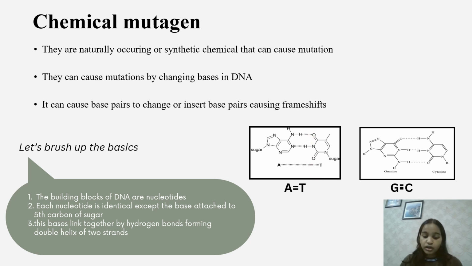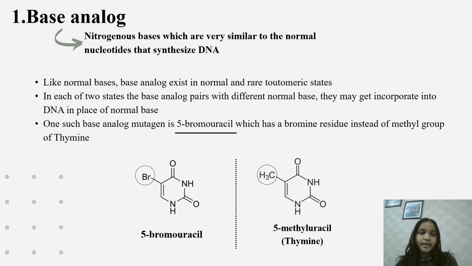Now let's understand the different types of chemical mutagens. There are four types of chemical mutagens. First is base analog, second is base modifying agent, third is alkylating agent, and fourth is intercalating agents. First, base analog. Base analogs are nitrogenous bases which are very similar to the normal nucleotides that synthesize the DNA. Like normal bases, base analogs exist in two tautomeric forms, normal form and rare form. In each of the two states, the base analog pairs with two different normal bases. Then they may get incorporated in the DNA in place of a normal base.